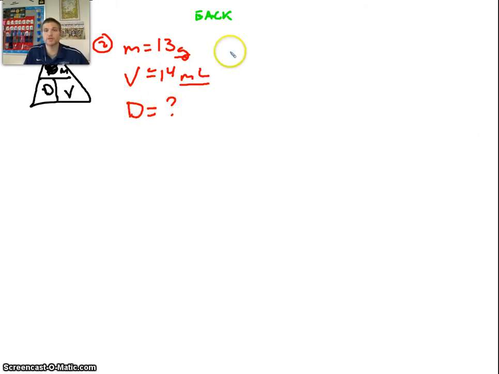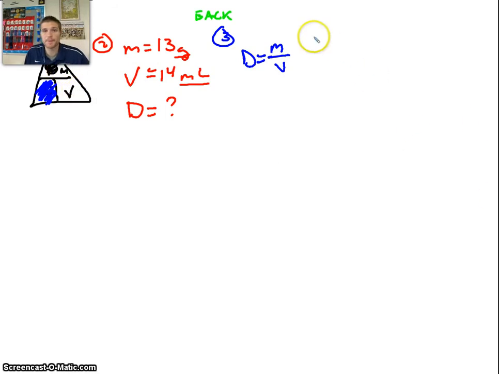So next, I'll use my triangle to figure out which equation to use. Okay, so I'm looking for density, so I'll cover up density. When I cover up density, I'm left with density equals mass over volume. Because we see these variables over here, mass is over volume.